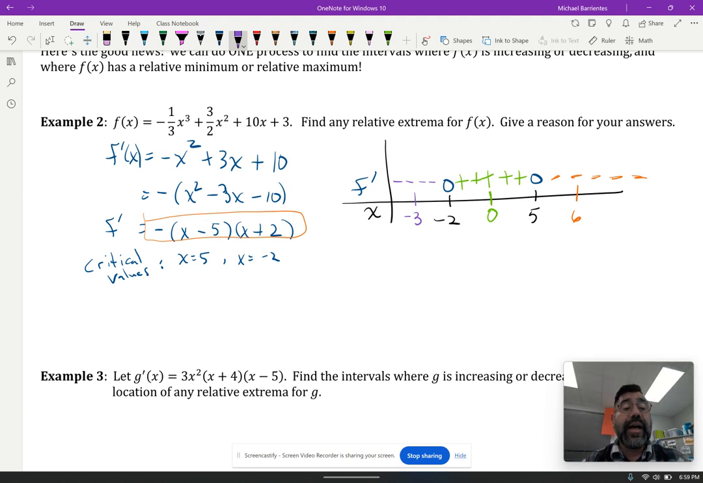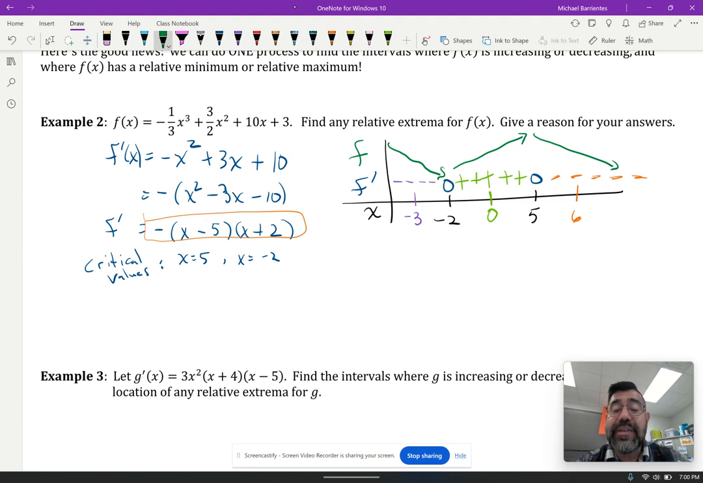But remember, I had asked that maybe you'd make a little sketch of what the original function is doing. Well, the original function is decreasing all the way until it gets to x equals -2. And then it's increasing. And then it's decreasing. So therefore, I can see that there's a dip here, a valley, so this is a relative min, and I see that there's a peak here, a hill, so that means there's a relative max. So I'm going to answer the question.